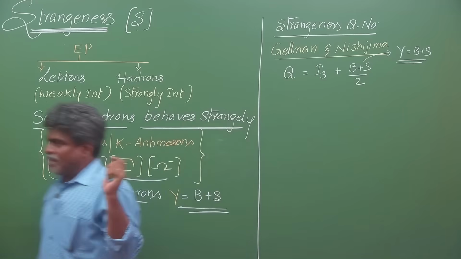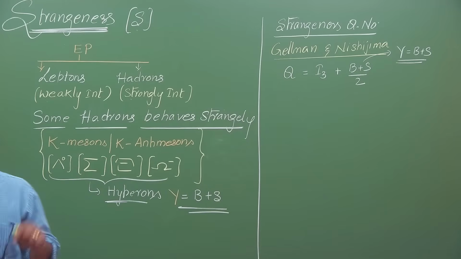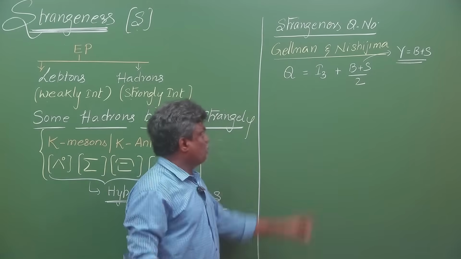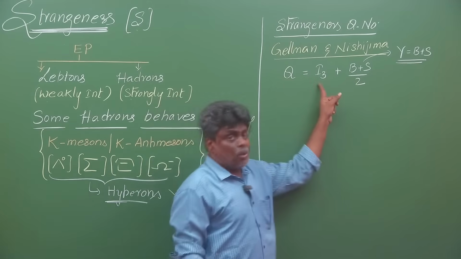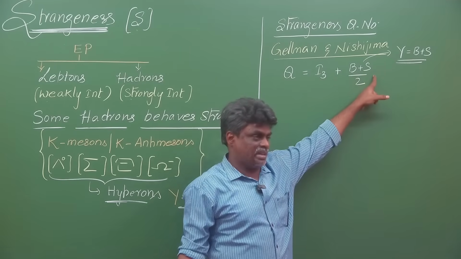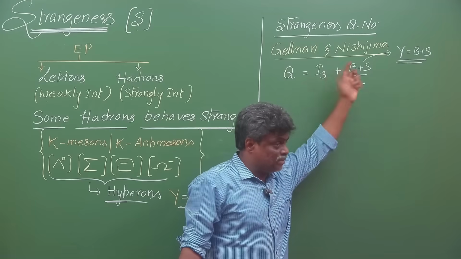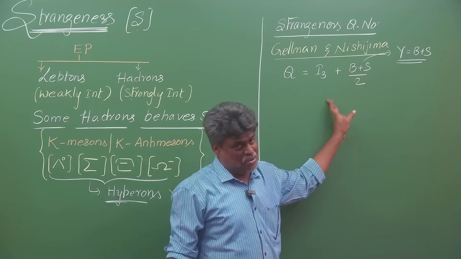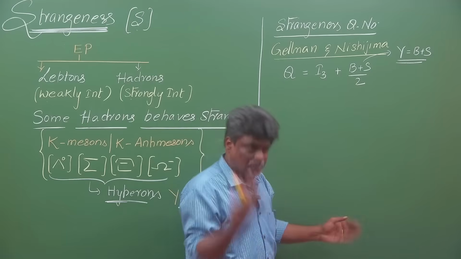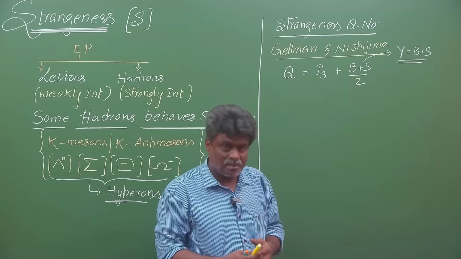What is the Gell-Mann Nishijima formula? Q equal to... Till now you know what is the charge, you know what is I3, you know what is the baryon number. What you don't know is strangeness. That's why we will get strangeness from this formula. Say yes or no. Yes. What is the Gell-Mann Nishijima formula? Repeat. Q equal to I3 plus B plus S by 2.